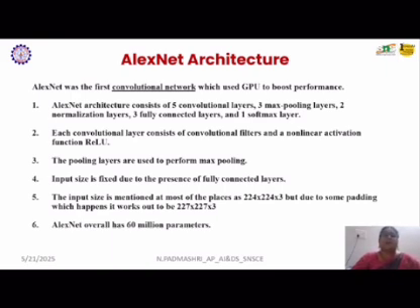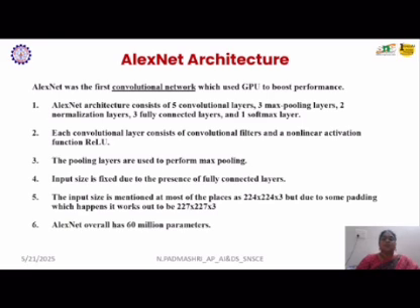So how does this architecture look? What are all the layers present in this architecture? Let's move on to this topic. AlexNet architecture has 5 convolutional layers, 3 max pooling layers, 2 normalization layers, 3 fully connected layers and 1 softmax layer. The detailed explanation of each and every layer will be explained in the coming slides.